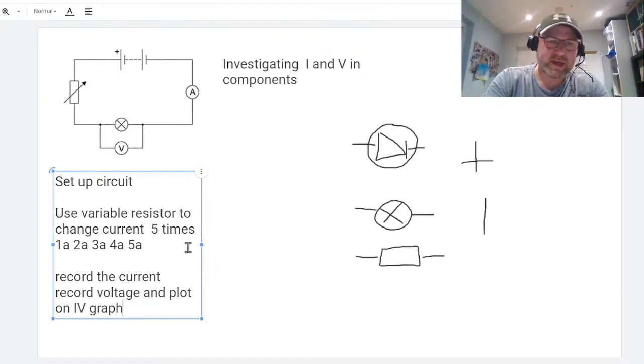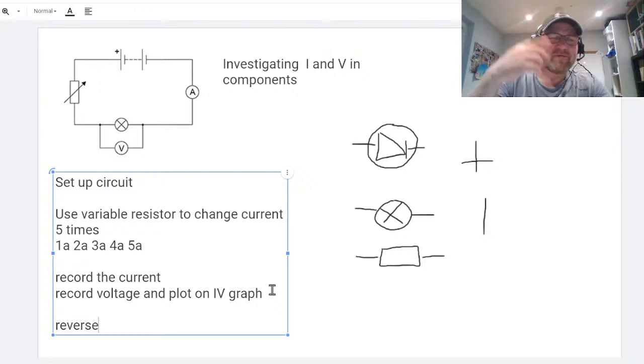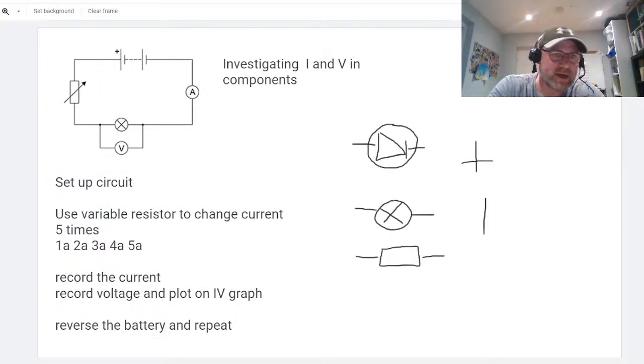Now here comes the tricky bit. You're going to reverse the battery and repeat. And this gives you negative readings, okay? So what do I mean by that? I've kind of messed this bit up over here. So you're going to get 3 different readings.